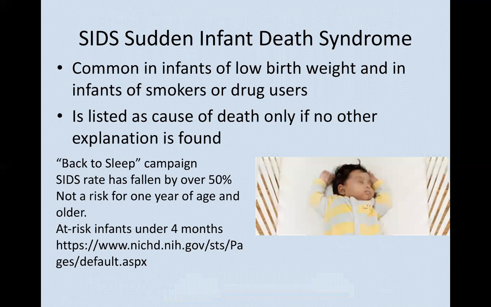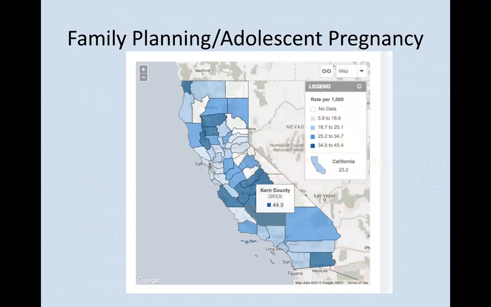The other thing too is sudden infant death syndrome. Low birth weight is a big cause, as are smoking and drug use. So put the child on their back to sleep, okay? Don't have a lot of pillows or anything around, and make sure that airflow is really good. The big thing is that the risk for sudden infant death syndrome drops after 4 months. So the first 4 months is really important.